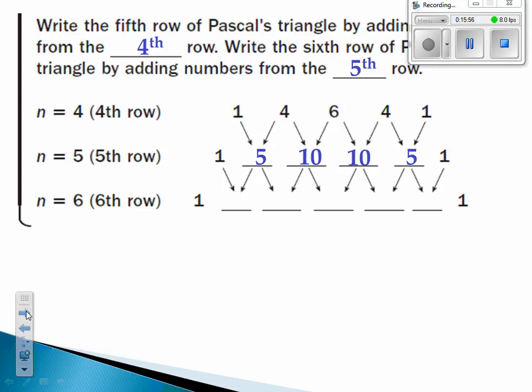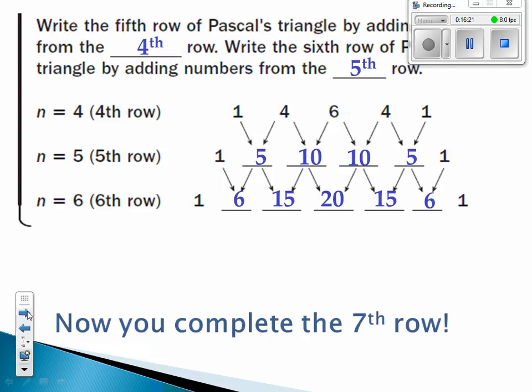1 plus 5 is going to make 6. 5 plus 10 is going to make 15. 10 plus 10 is 20. 10 plus 5 is 15. 5 plus 1 is 6. Notice there's a pattern there too. 1, 6, 15, 20, and then it works its way back down. 15, 6, 1. It's like a reflection over there. Now on your paper, you can complete the 7th row.